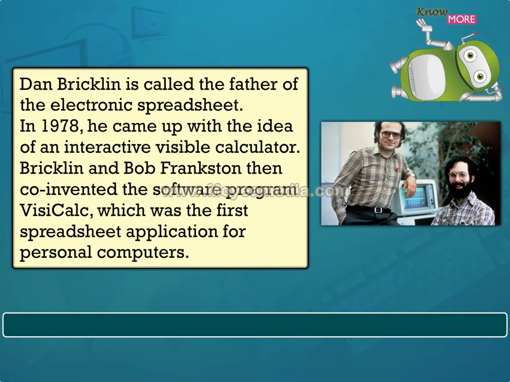Know more. Dan Bricklin is called the father of the electronic spreadsheet. In 1978, he came up with the idea of an interactive visible calculator. Bricklin and Bob Frankston then co-invented the software program VisiCalc, which was the first spreadsheet application for personal computers.